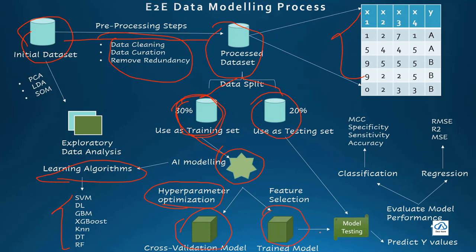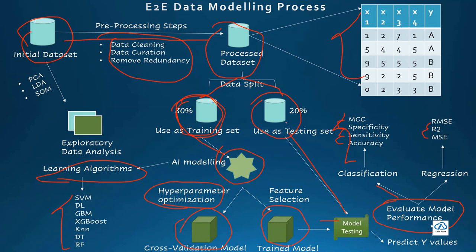After getting the trained model, you need to test it. You test it with the 20% of the data, and then you try to predict, okay, is it doing good or bad. You need to do the evaluation of the performance. If it is a classification model, there are different kinds of metrics, like MCC, specificity, sensitivity, accuracy. If it is regression, you select metrics like RMSE, R-square, MSE, that kind. It will give you whether it's a good model or a bad model.